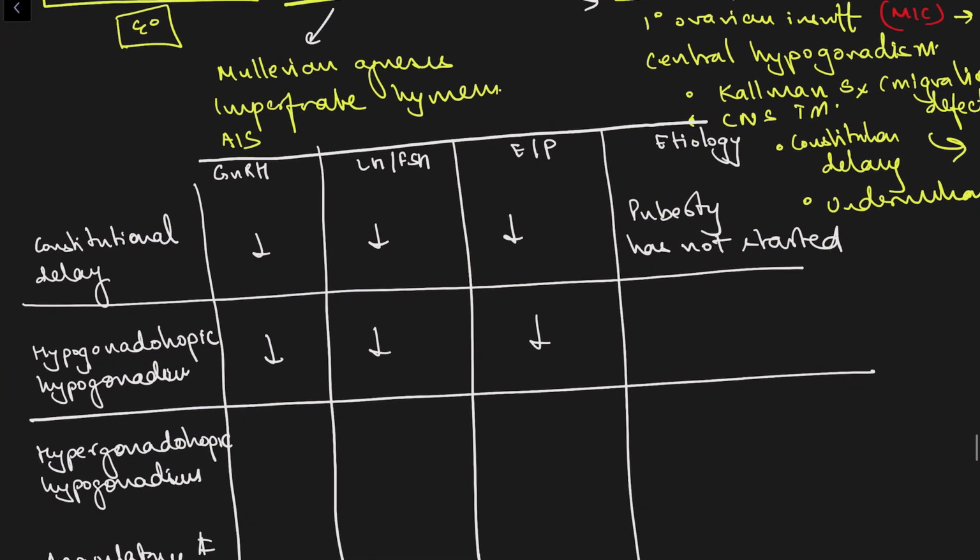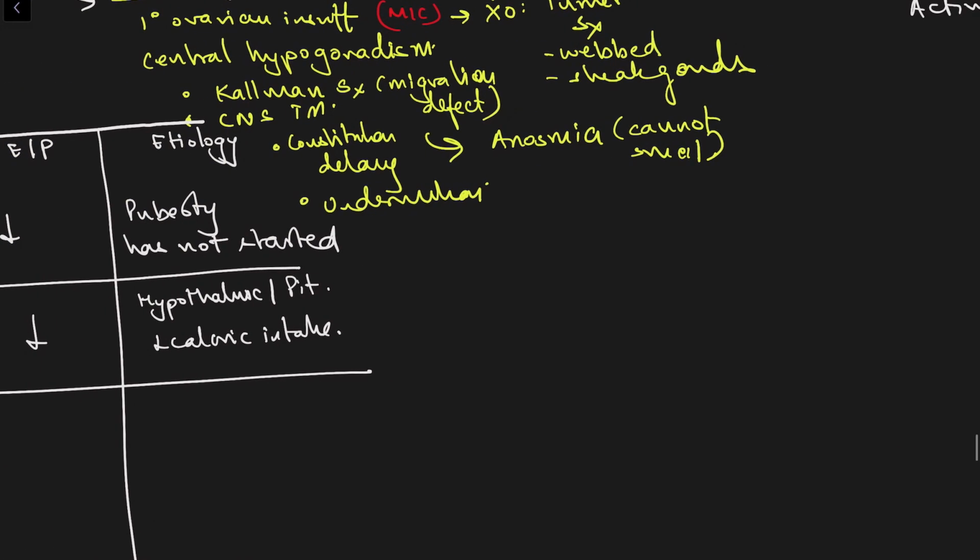The etiology can be any hypothalamic or a pituitary cause, or it can be due to low caloric intake. Right, you know the hormones, right? Suppose let's draw hypothalamus, pituitary, gonads, like ovary.